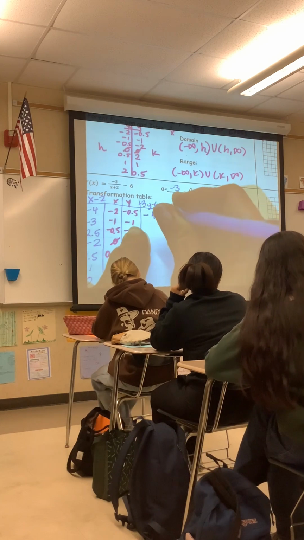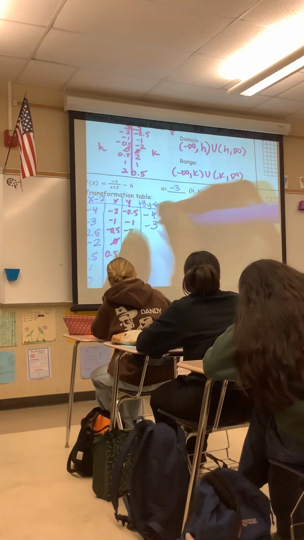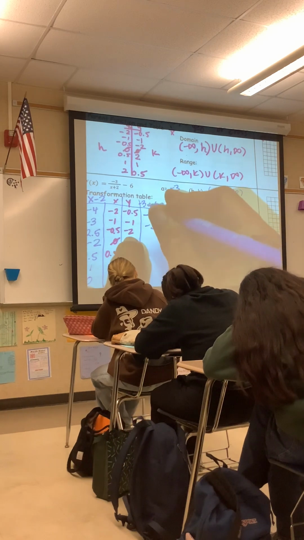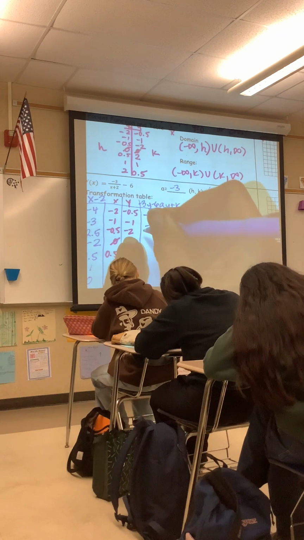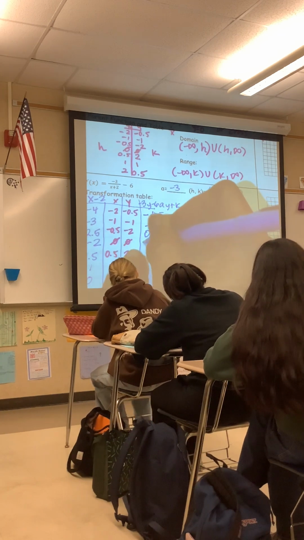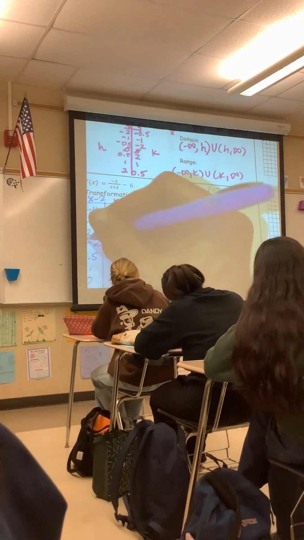Positive 3 minus 6. Negative 3. Then we're doing negative times a negative. We're getting positive 6 minus 6, last one. Then we just put our k value. This is meant to be our h. This is meant to be our k.